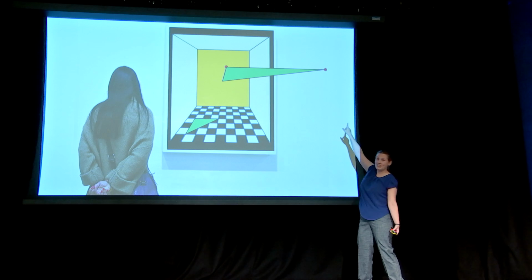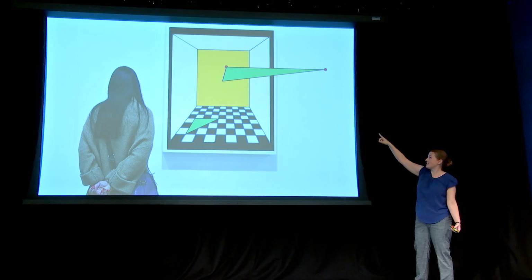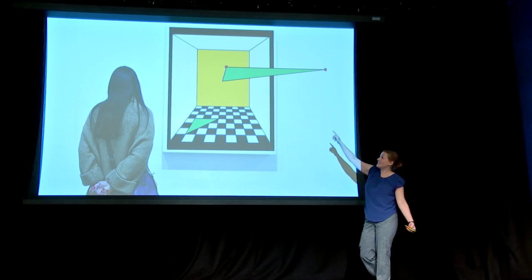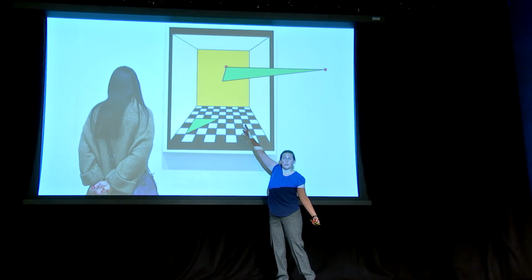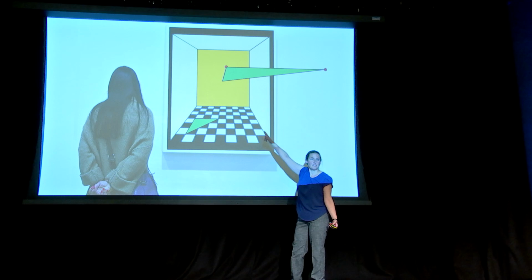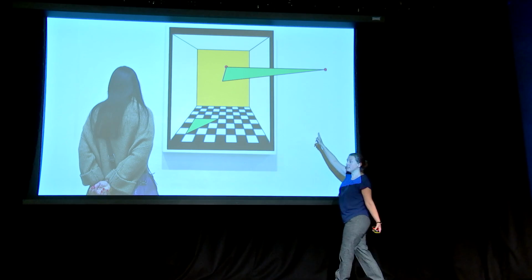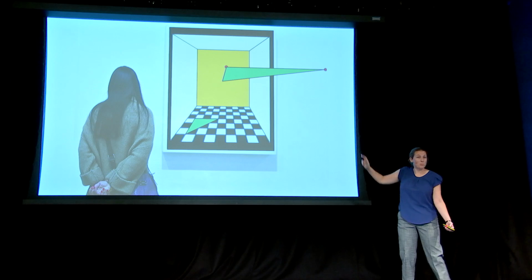So this green triangle up here also has to be an isosceles triangle. In other words, the distance from your eye to that vanishing point up here should equal the distance between the two vanishing points on the picture. So that's how you can work out where to stand.